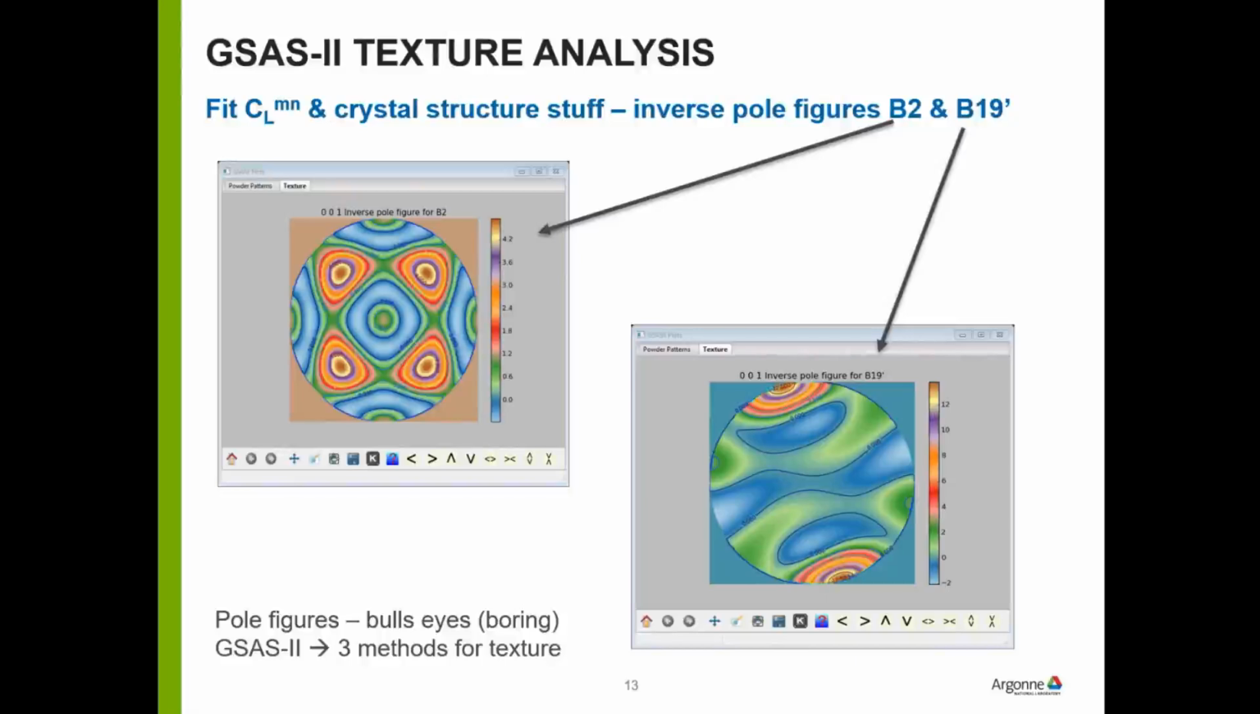This is because you're messing with the texture of the crystallites, then they revert back. The pole figures would all look like bullseyes, and so it really got boring. So the information is in the inverse. Okay.